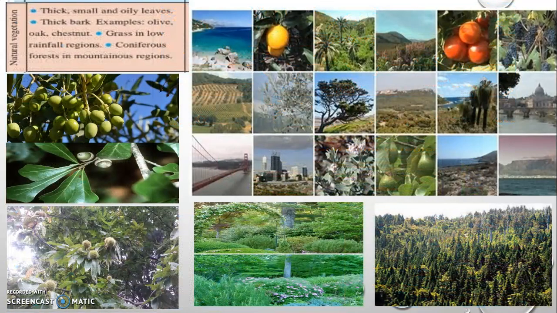Moving ahead, let us understand the vegetation of the Mediterranean region. So you have thick, small and oily leaves. As you can see on the screen, you have olive trees, chestnuts and oak trees. Okay, the first picture is of olive, second is the oak, below that you have the chestnut fruit, right? Then the third picture is of the short grasses which grow, and this area is covered with coniferous mountainous region. Coniferous, just like a Christmas tree. So this area is covered with coniferous trees.